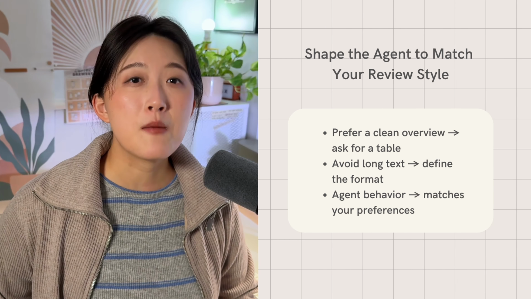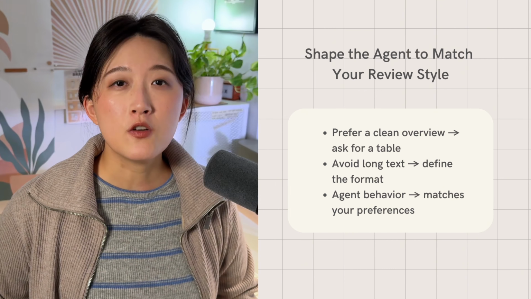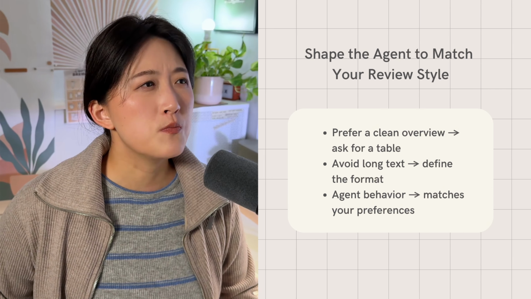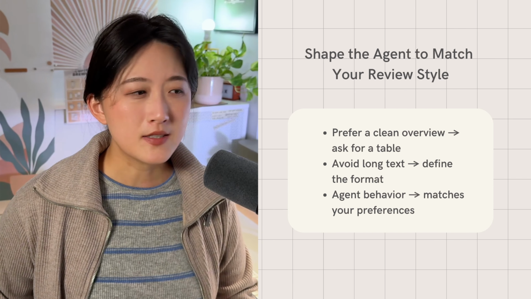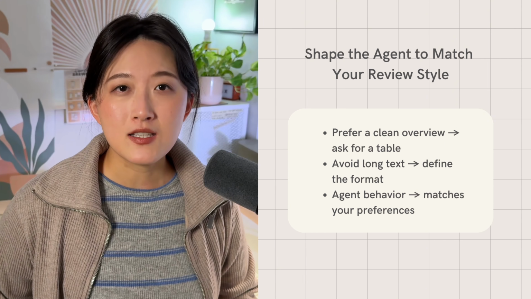This part is how I prefer the agent to work. When I do the final check, I don't want to scroll through paragraphs of extracted text. I want a clean overview, a simple table that summarizes the items I've approved.